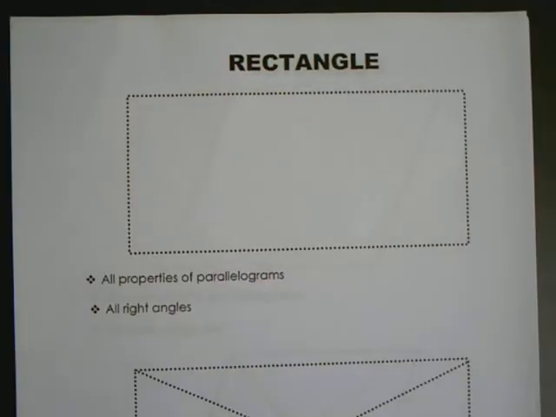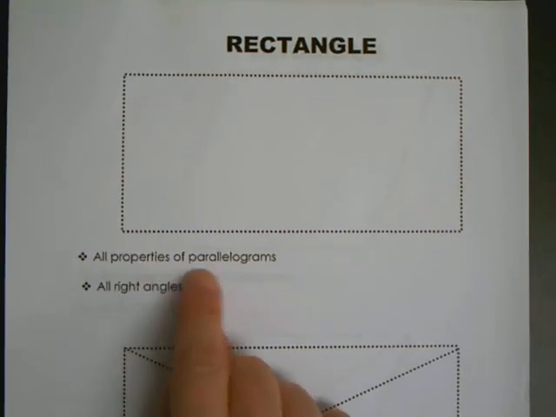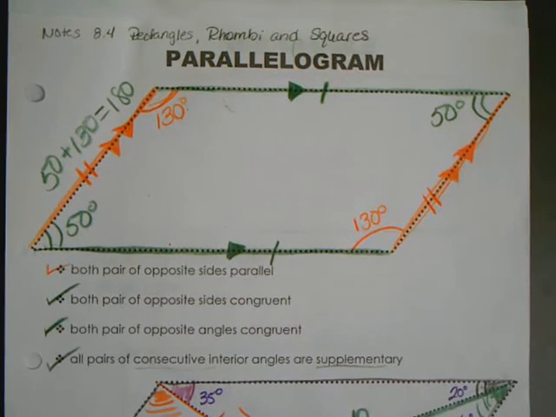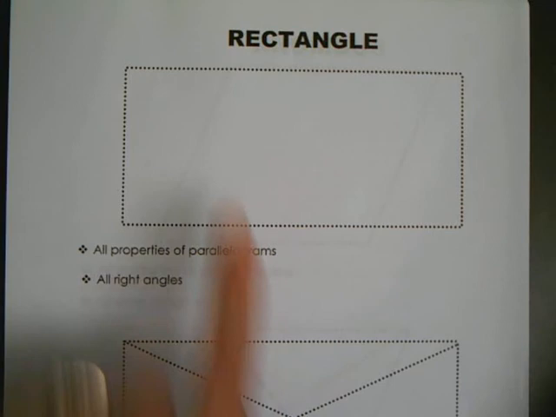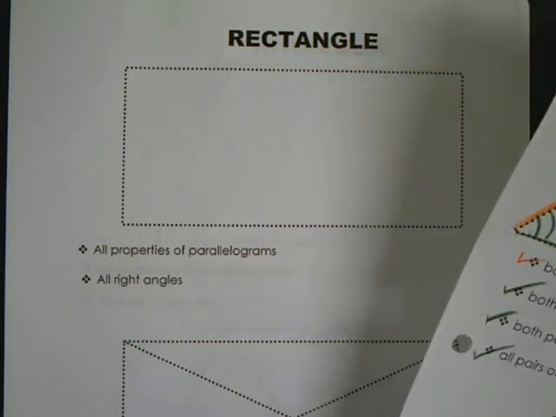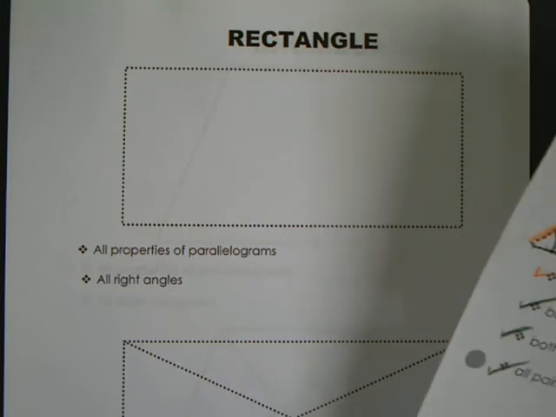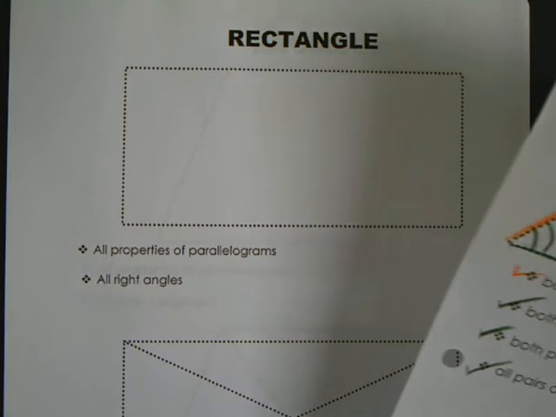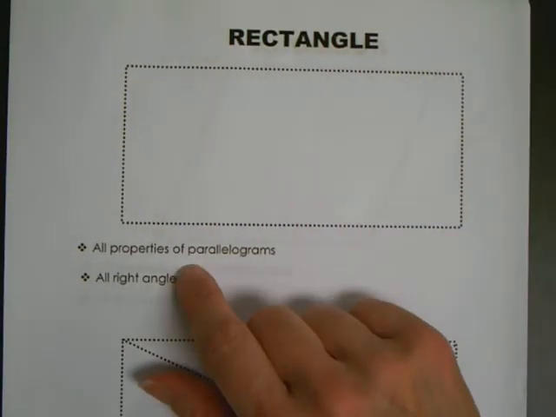Alright, second page. Now we're getting into the rectangles. Alright, y'all know what a rectangle is. You've seen it before, you've drawn it, but now we've got some extra characteristics of it. The first thing it says is all properties of parallelograms. What that means is everything you did here applies right here. Everything. Opposite sides are parallel and congruent. Opposite angles are congruent. Consecutive interior angles are supplementary. Diagonals bisect each other. All of this is true. However, we've got some extra properties as well.